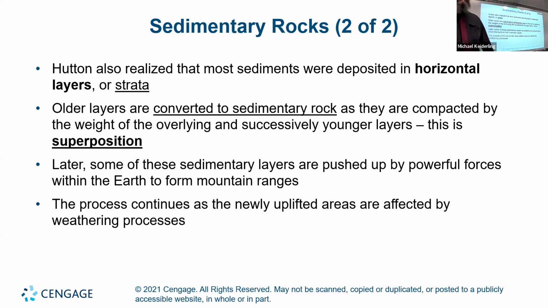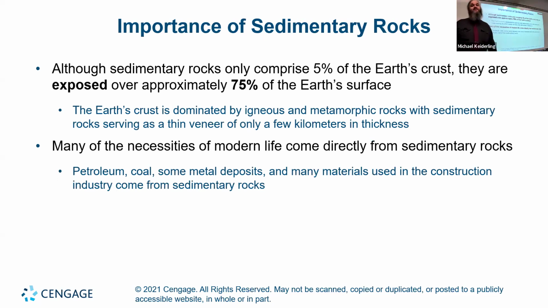So some of these sedimentary layers get pushed up by powerful forces within the earth to form mountain ranges, and then the process continues as the newly uplifted areas are affected by the weathering processes. Sedimentary rocks only compose about 5% of the crust, but they're almost entirely on the surface. So they are actually exposed over about 75% of the Earth's surface. The Earth's crust is dominated by igneous and metamorphic rocks with a thin veneer of sedimentary rocks on top, only a few kilometers in thickness.